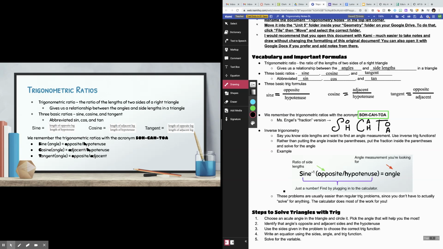Remember, what these three basic trig formulas give us is a fraction, a ratio, a decimal value, which is the relationship between two sides in a right triangle.